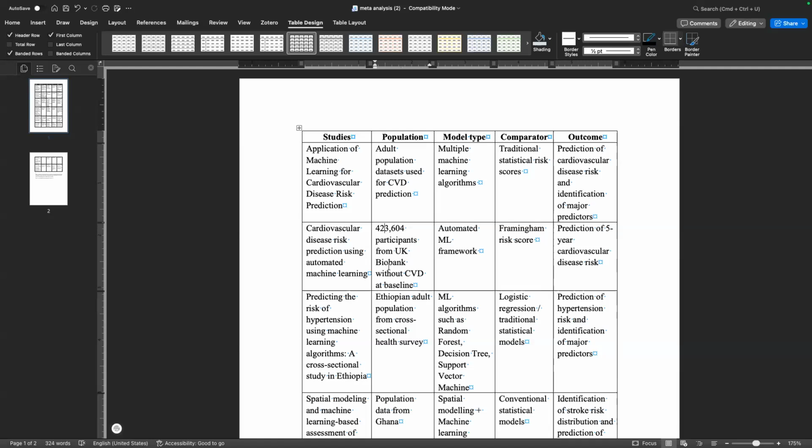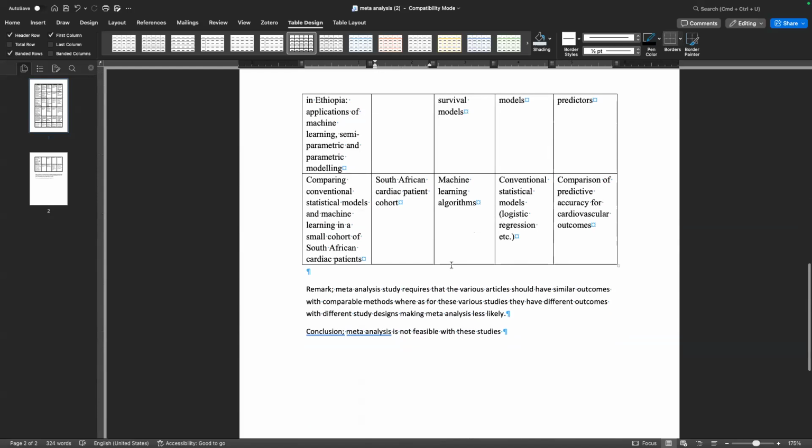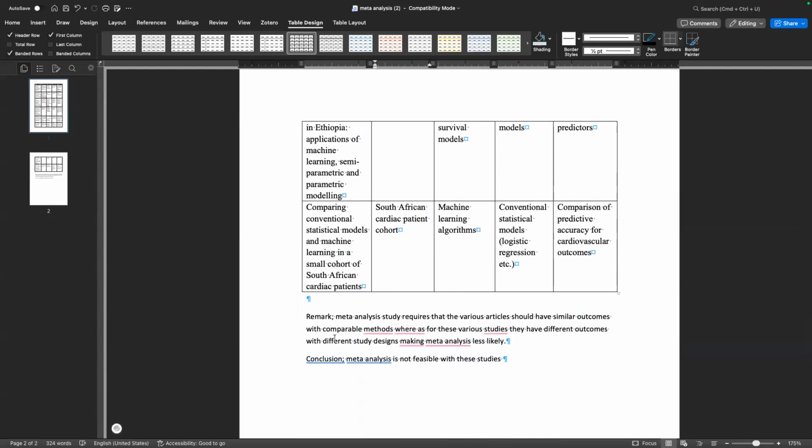From what I've analyzed, at the end of the presentation I realized that a meta-analysis would not be feasible in this study because they have different outcomes and different models are used in each of the studies.